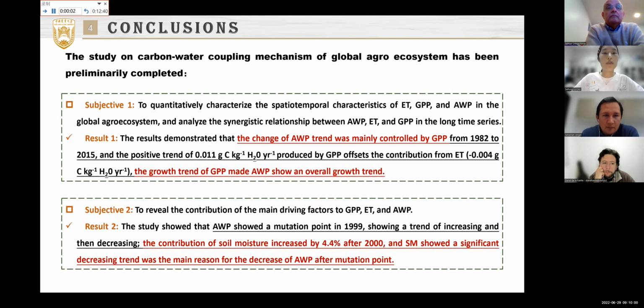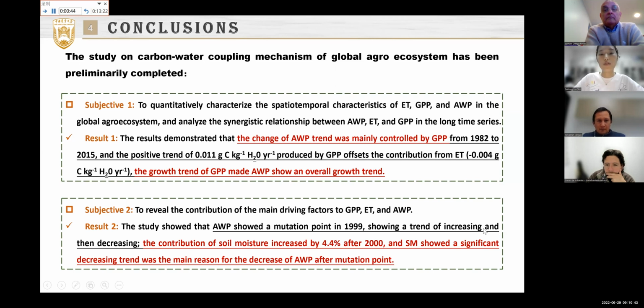Overall, our study completes the carbon water coupling mechanism of the global agricultural system, and the study can be summarized in 3 parts. First, our findings demonstrated that the change of AWP trend was mainly controlled by GPP, and the positive trend produced by GPP offsets the contribution from ET. So the growth trend of GPP made AWP show an overall growth trend. Secondly, the study showed that AWP showed a mutation point in 1999, showing a trend of increasing and then decreasing.